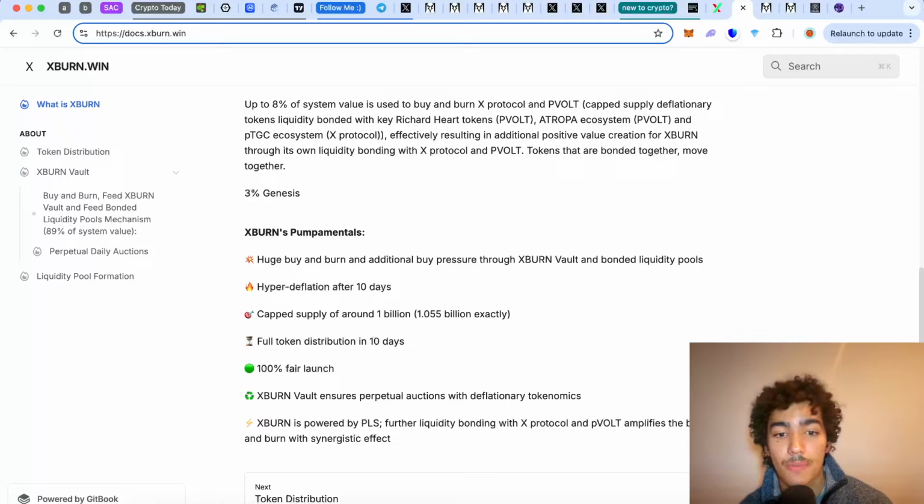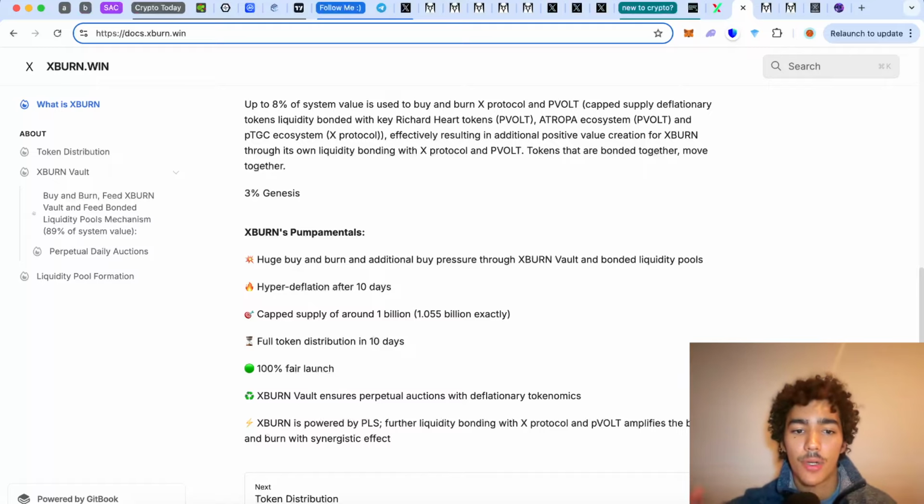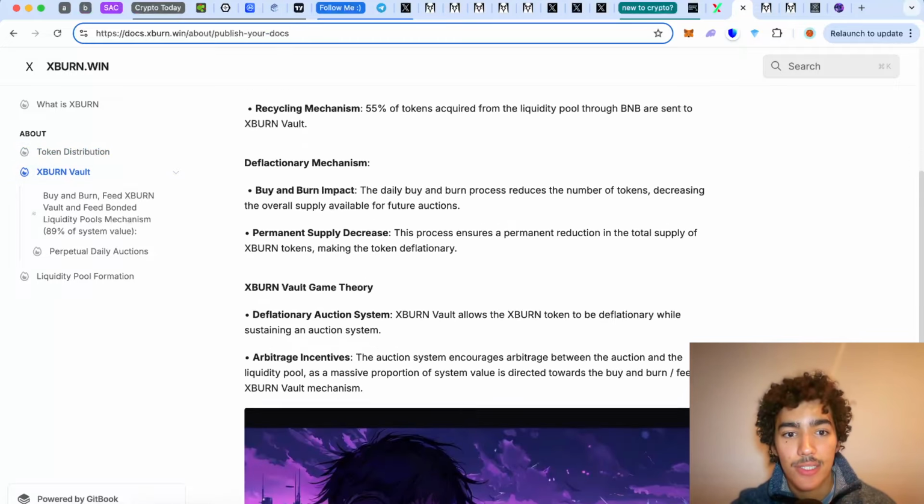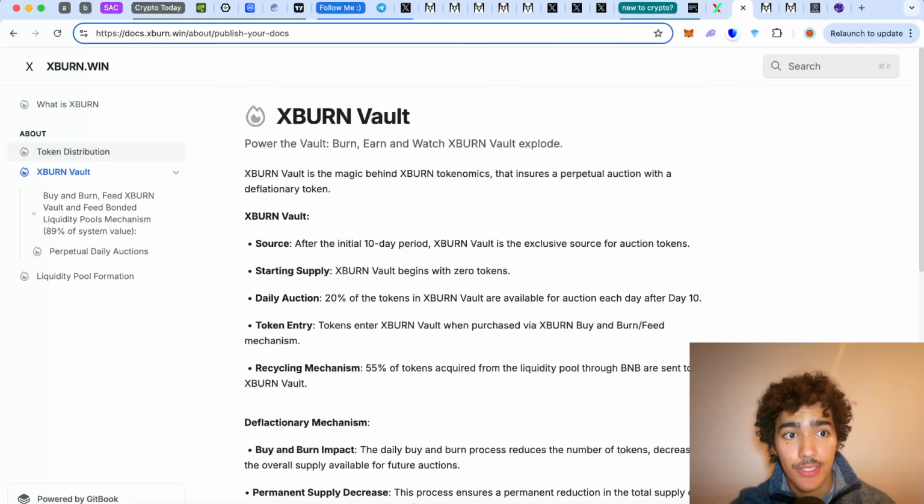XBURN is powered by Pulse. That's going to be the initial liquidity pool. That's a key indicator right there. Further liquidity bonding with X protocol and P vault amplifies the buy and burn with synergistic effect. Love to hear that. So the second most important thing now, there's a XBURN vault. We're going to check that in a second.